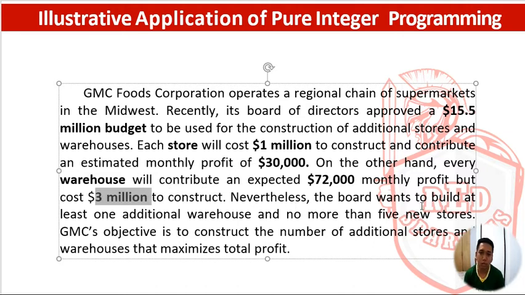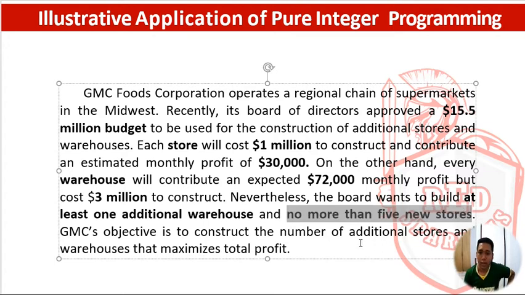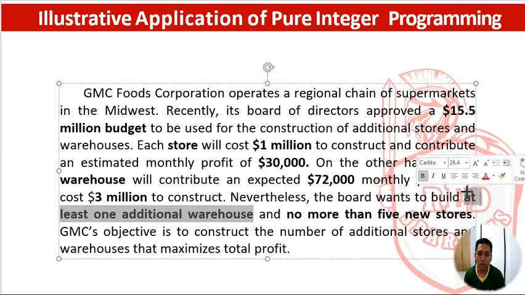Nevertheless, the board wants to build at least one additional warehouse. Kailangan daw makagawa ng at least one additional warehouse, and no more than 5 new stores. Yung mga na-highlight natin, those are the constraints, tsaka yun yung mga values natin for our constraints and our objective functions. Ano yung pwede nating first constraint? E di ito, yung implicit, at least one additional warehouse.